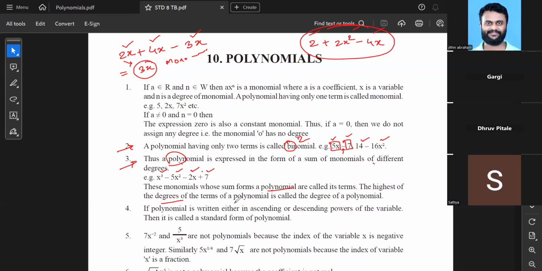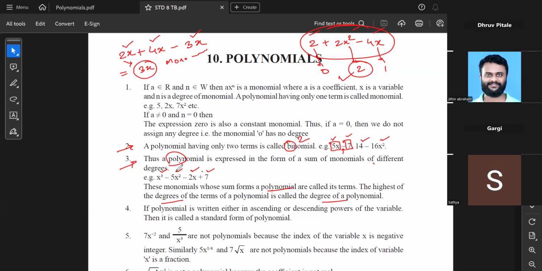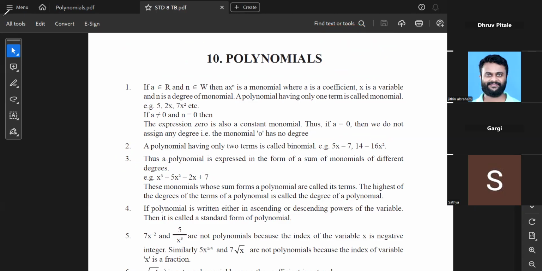The highest of the degrees of the terms of the polynomial is the degree of the polynomial. For example, in this case, this one has degree 0, this one has degree 2, this one has degree 1. So the highest of the three degrees is 2. So if somebody asks what is the degree of this polynomial, you should say the highest value. In this case, the degree of this polynomial is 2. In this example, this polynomial's degree is 3 because 3 is the highest number. I believe this much is clear.